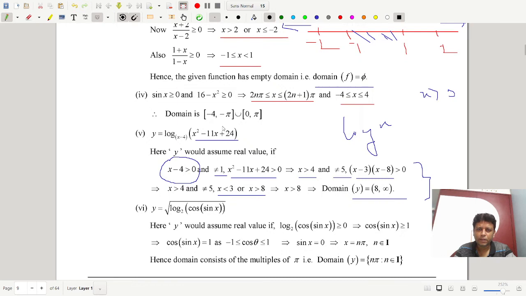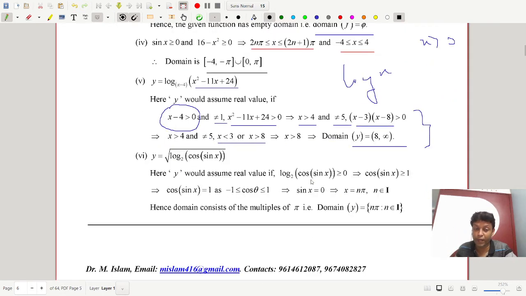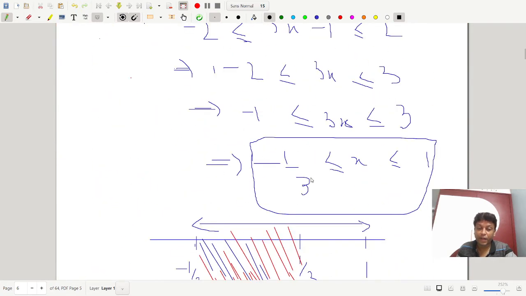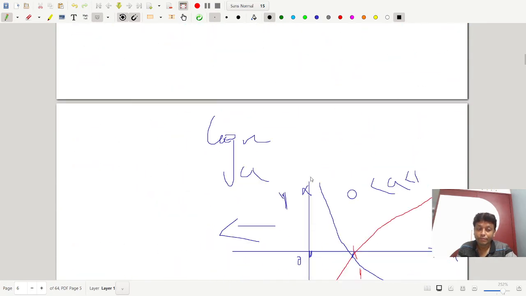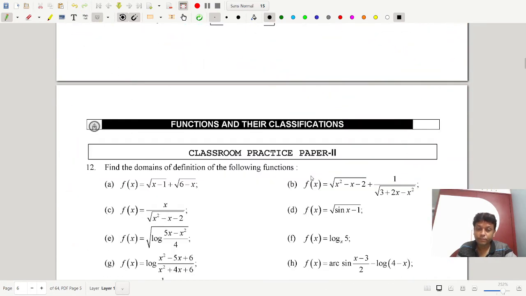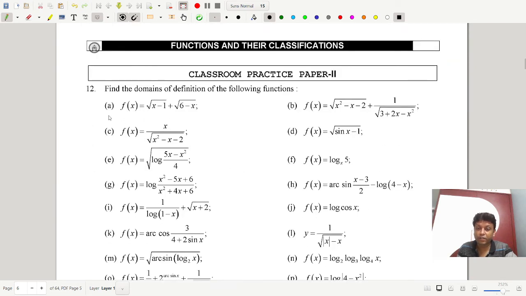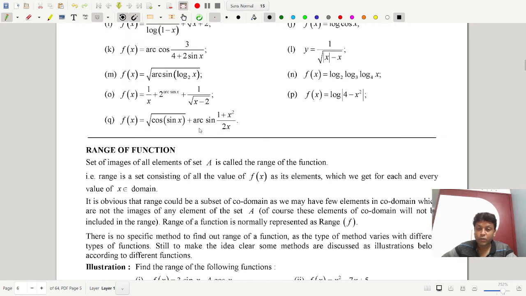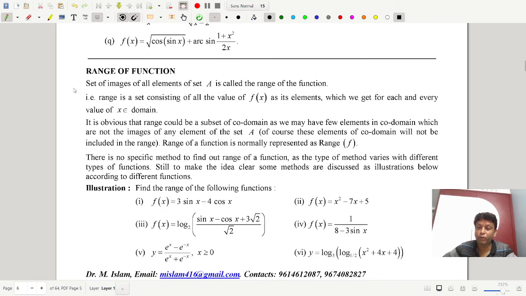Okay. So you see, this is the domain. These are the most complicated ones. So you can try some problems later on. I will mark some problems. You can try those problems. Now I will talk about range. I suppose domain is clear to everybody. Now I will talk about range. Range of the function. What is the range of a function?